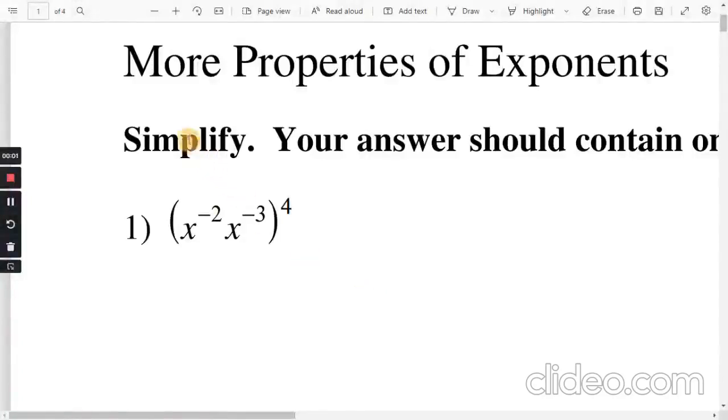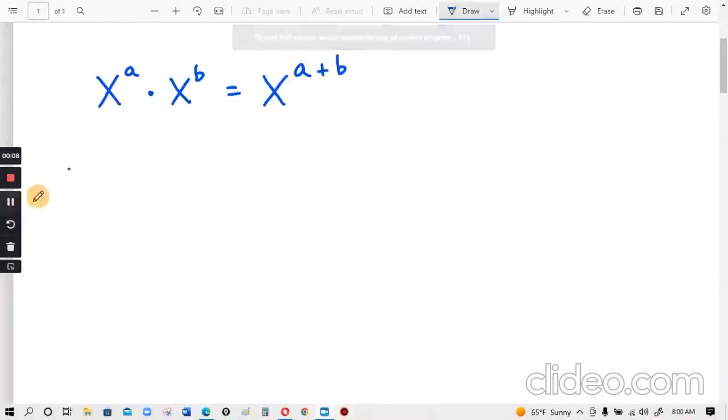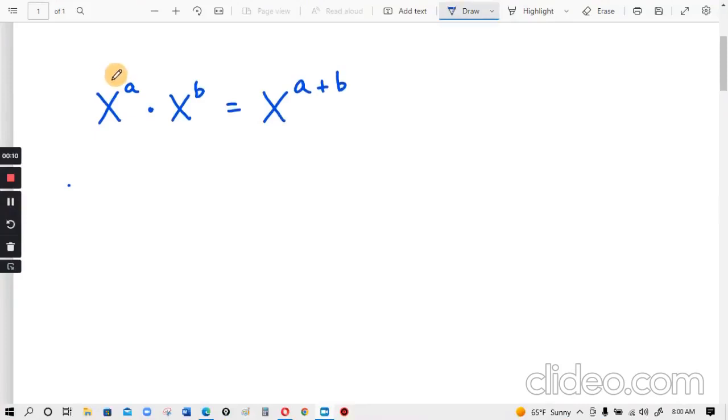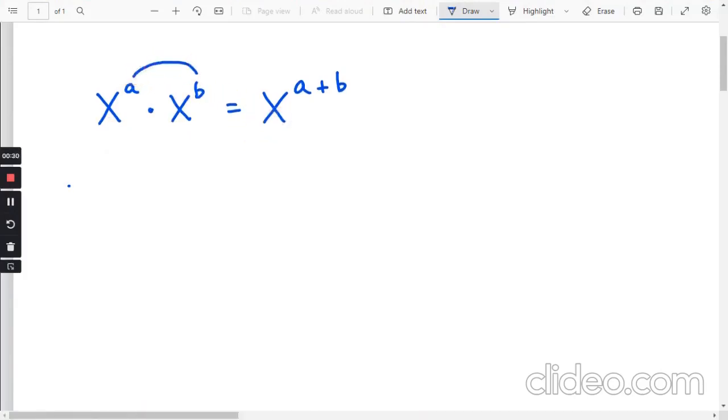This will be for the Kuta Software worksheet, more properties of exponents. If you have two numbers raised to an exponent and it's the same number, like in this case, they're both x's, then if they are multiplied by each other, you can just add the exponents. So x to the power of a times x to the power of b. You keep the x, and you add the exponents, a plus b.